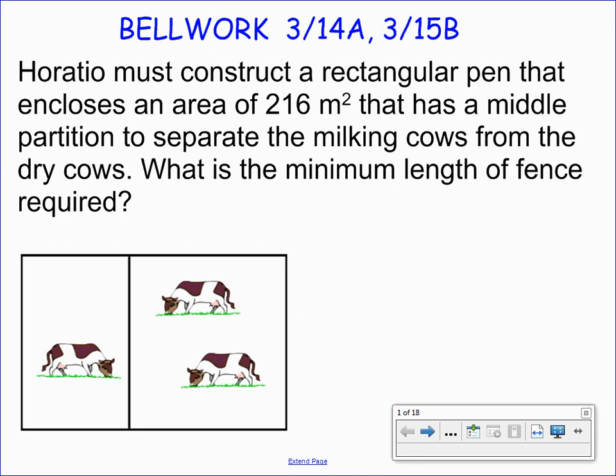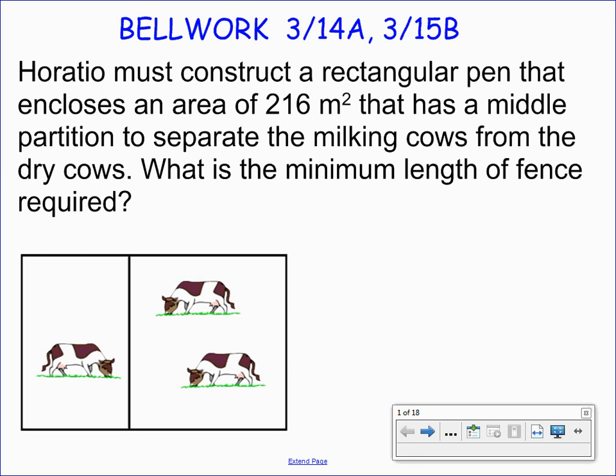Okay, so after reading the problem, right, we want to write down our goal. That is what we're trying to do, what we're trying to optimize. Maybe we're trying to minimize cost. Maybe we're trying to maximize profit. Let's see in this case. Horatio must construct a rectangular pen that encloses an area of 216 square meters that has a middle partition to separate the milking cows from the dry cows. What's the minimum length of fence required?